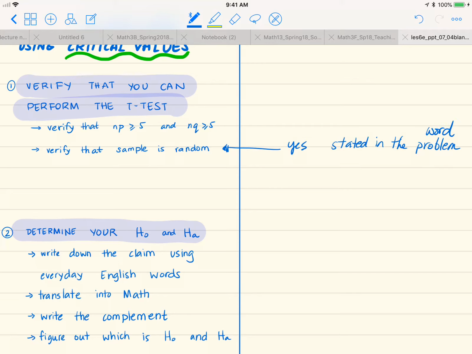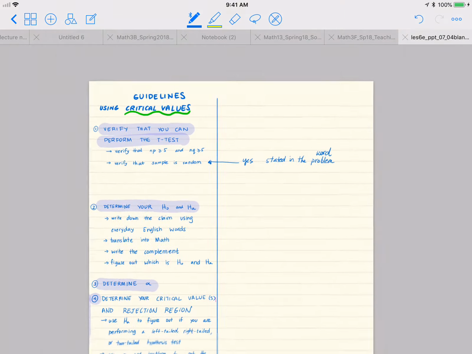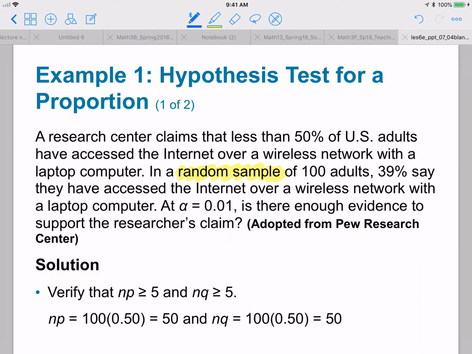Now verify that NP and NQ are greater than or equal to 5. I need to know N, and I need to know P, and I need to know Q. My N is going to come from this number right here because my sample size is 100 adults. So N is equal to 100. My P is this top P right here. So this 50%. This is my P. And if P is 50%, then Q has to be 50% because Q is 1 minus P.